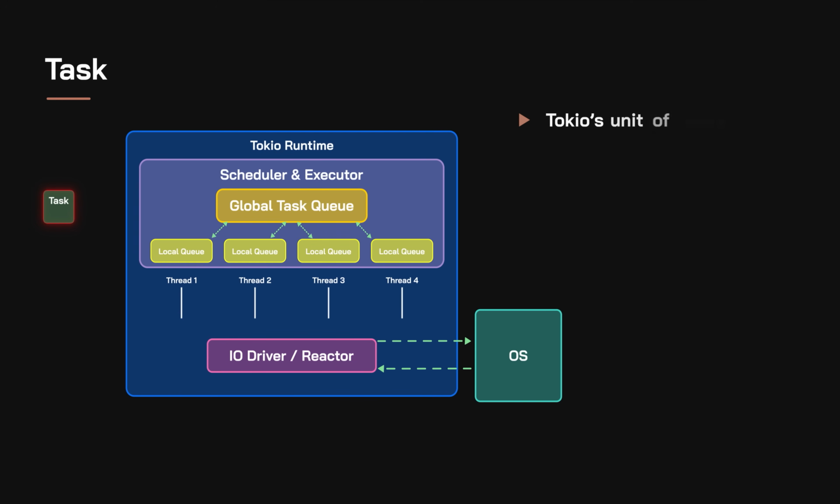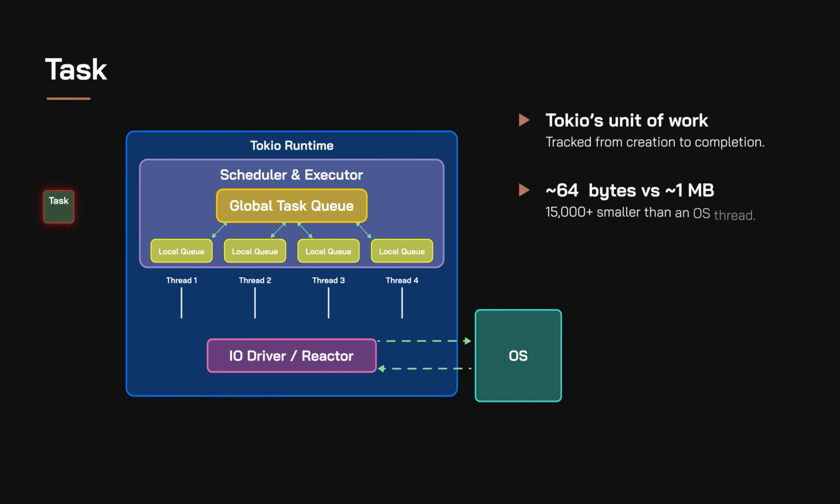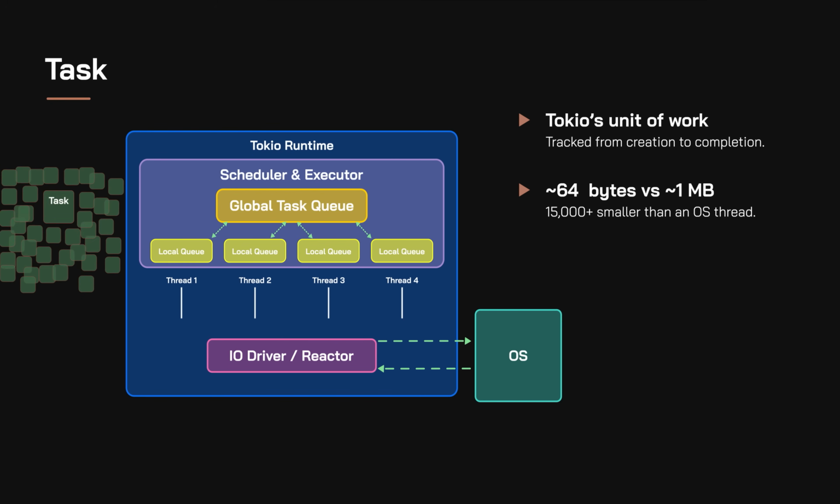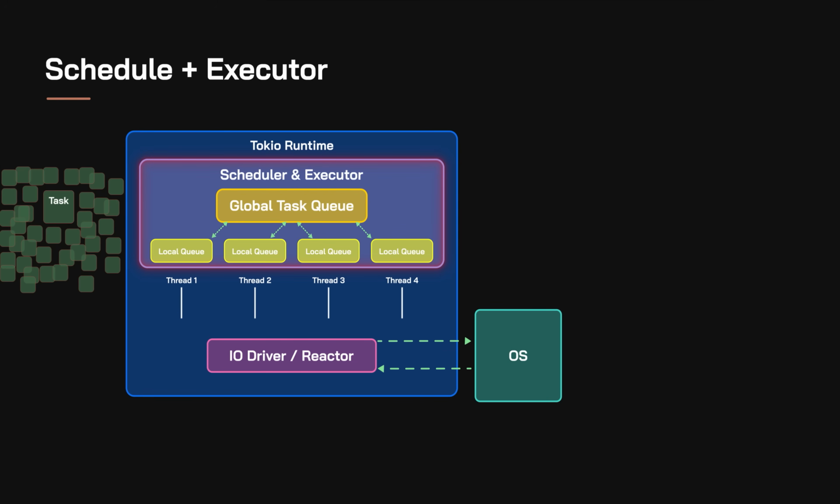A task is Tokio's unit of work. The runtime tracks each one from creation all the way to completion. Tasks are cheap, about 64 bytes each, versus roughly a megabyte or more for an OS thread. That's 15,000 times smaller, which is why a single process can hold millions of tasks at once. But how do tasks actually get scheduled and executed? That's why we have the scheduler and executor.